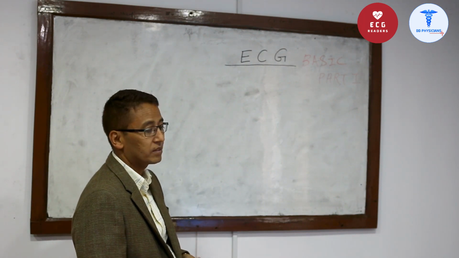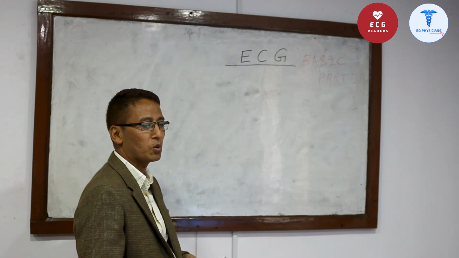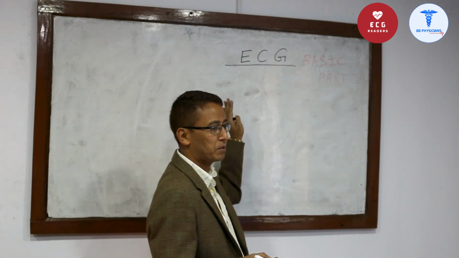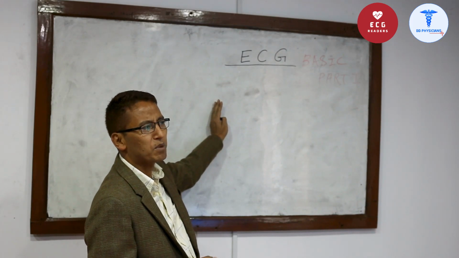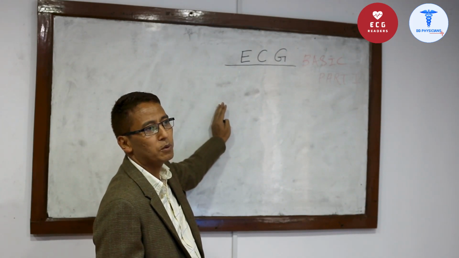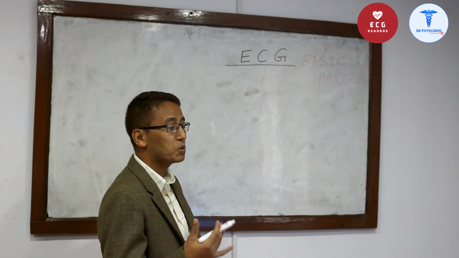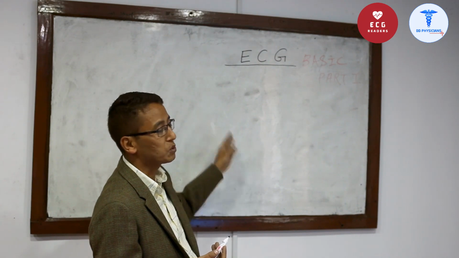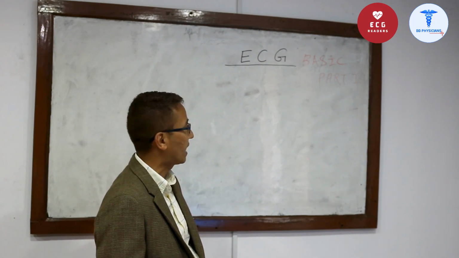So the graph, what is the graph? That is the graph we use in school. The graph paper we used in school is the same graph paper used here, and that graph paper consists of the x-axis and y-axis.